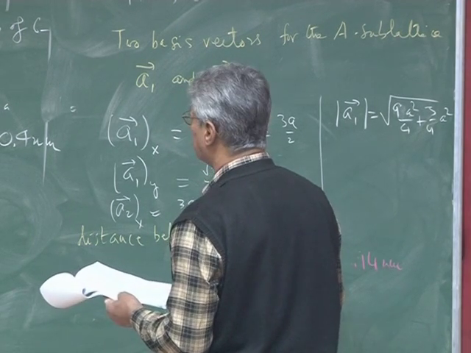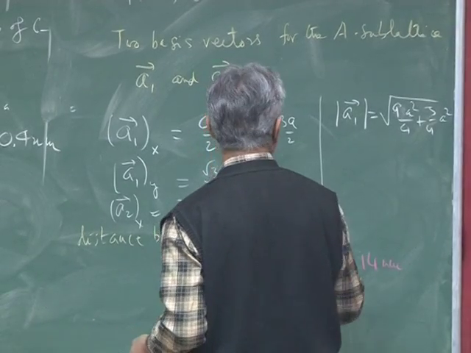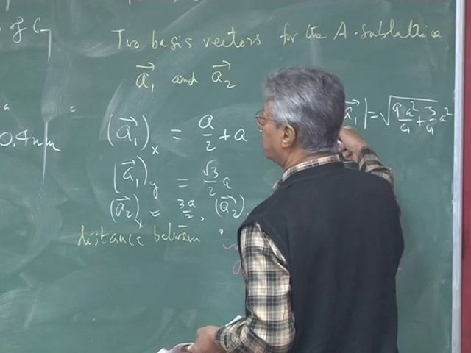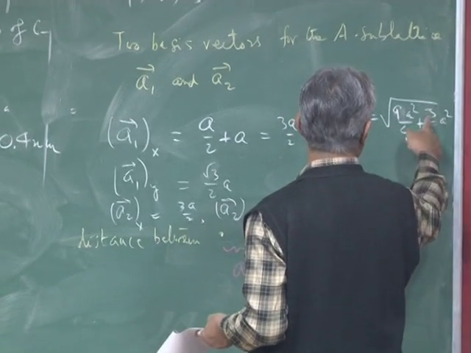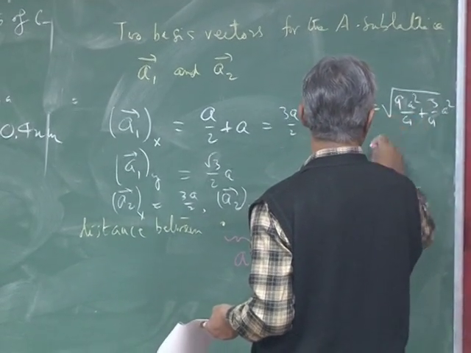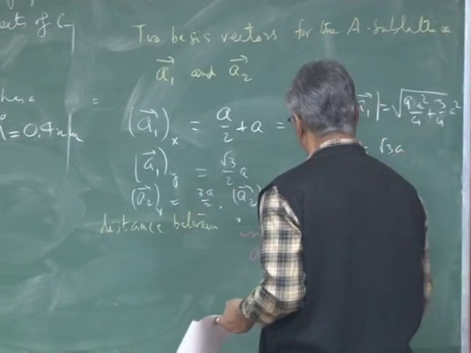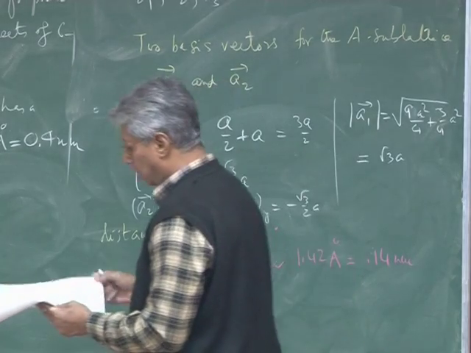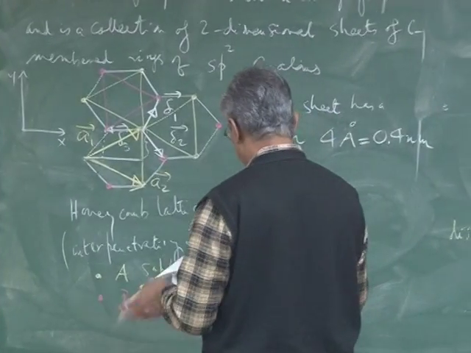As you can see, the magnitude of A1, somebody was saying it will be a, it is not a. It is 9 plus 3 is 12, so you divide by 3, square root 3. And you get the same thing here, of course. So these are your lattice vectors.